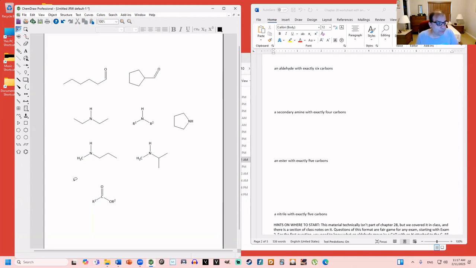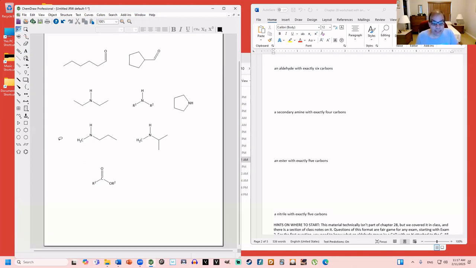So this is an ester, and we need an ester with exactly 5 carbons. Well, probably one of the most straightforward ways to do it would be something like this. 1, 2, 3, 4, 5. That has 5 carbons. And I don't remember the statistics for this question when I asked it in an exam a few years ago, but if I had to guess, I would bet most people put that.